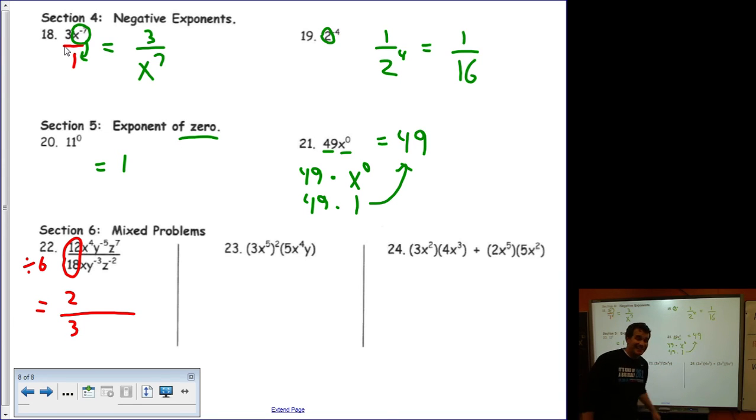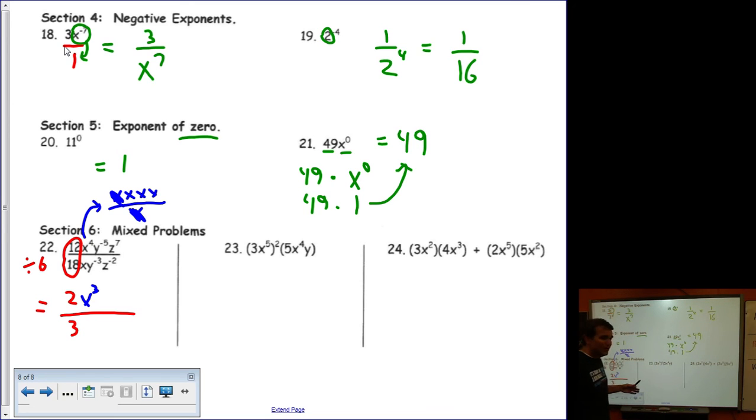Now let's start handling the variables. The x's have 4 x's on top, and they have 1 x on the bottom, right? So when I go to cancel out the x's, I can only cancel out 1, and I'm left with 3 x's on top. Remember, you're always going to have variables left over in the place where there's more of them. Since there were more x's on top, you end up with x's on top.